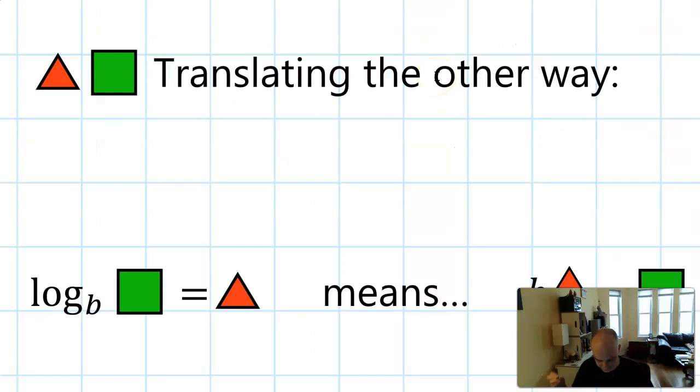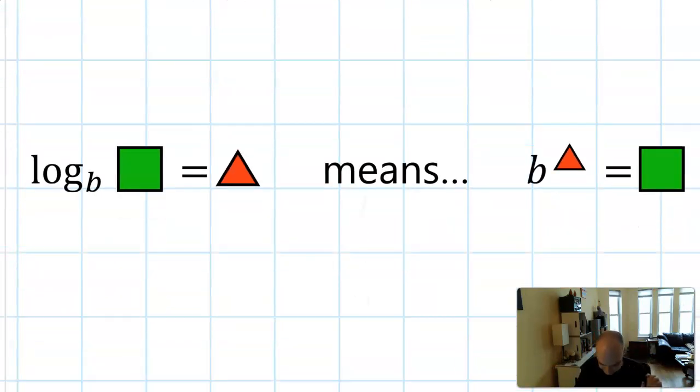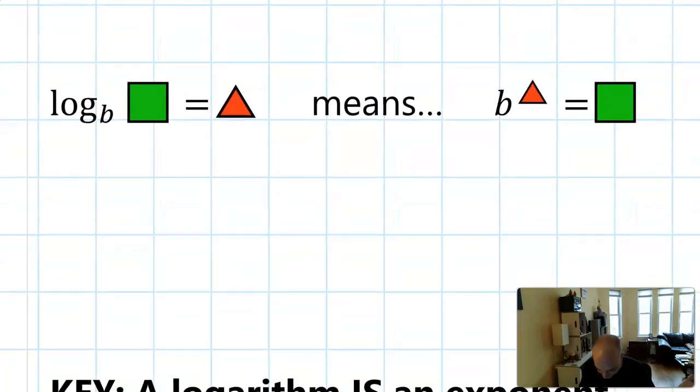Let's look at this another way. Instead of using numbers, we're going to use shapes. You can imagine these shapes represent variables, but I think it can help to see the structure if you're thinking about shapes instead. So we could say the log base b of square is equal to triangle.